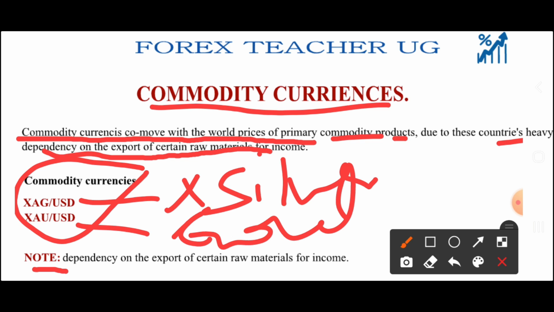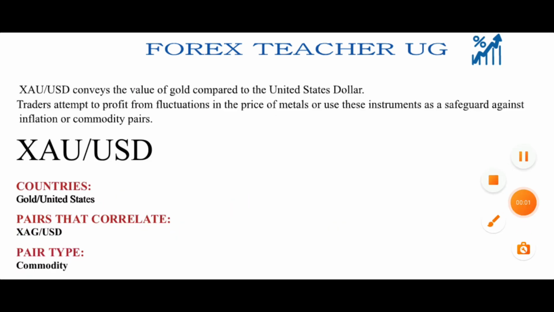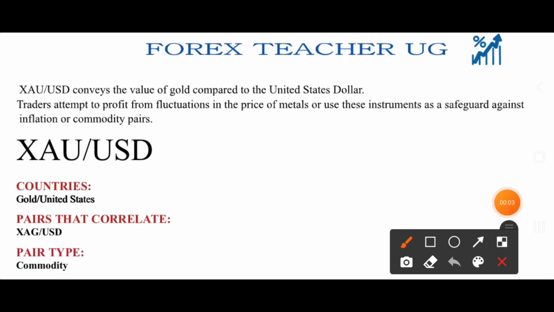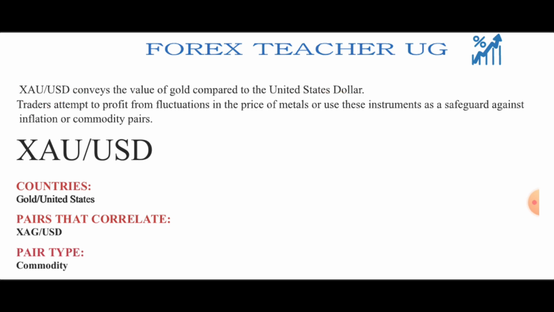So these countries depend on exporting the raw materials so that they can be exchanged for income. Talk about the XAU/USD, and this is gold against the USD. It conveys the value of gold compared to the United States dollar, like how we are seeing it here. So we should know that traders attempt to profit from the fluctuations in the price of metals, or use these instruments as a safeguard against inflation or commodity pairs.